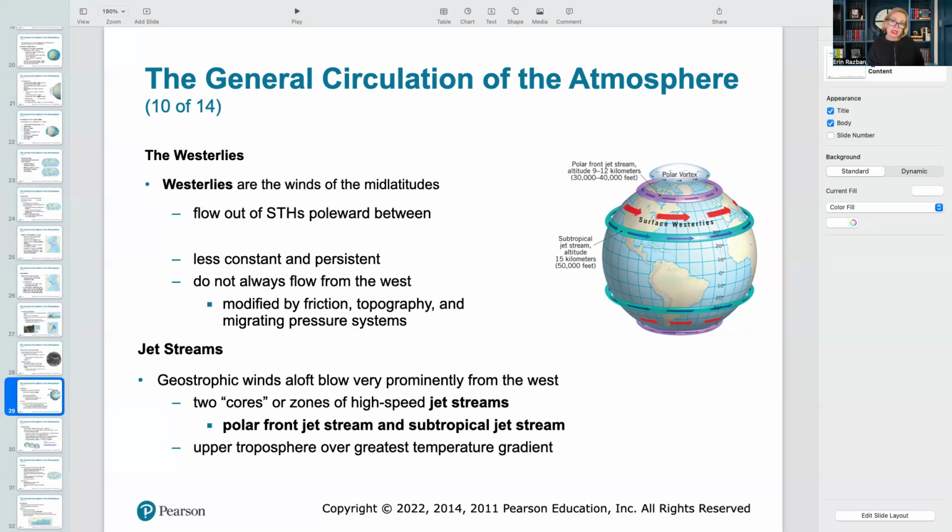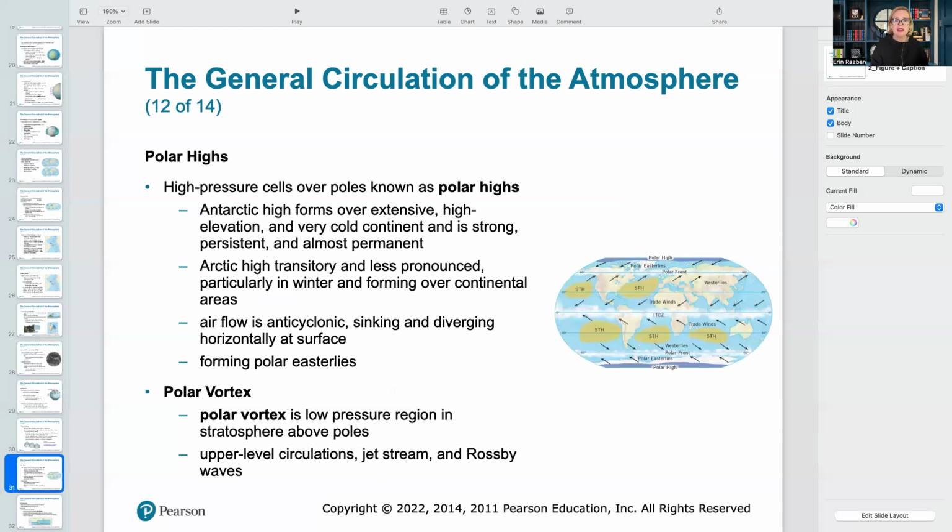Our fifth component is the polar front, where cold polar air meets warm mid-latitude air. This creates a zone of low pressure and is a major source of storms in the mid-latitudes. Finally, we have the polar easterlies and polar highs, our sixth and seventh components. These work together to influence weather patterns near the poles, though they're quite different in the Arctic versus Antarctic.